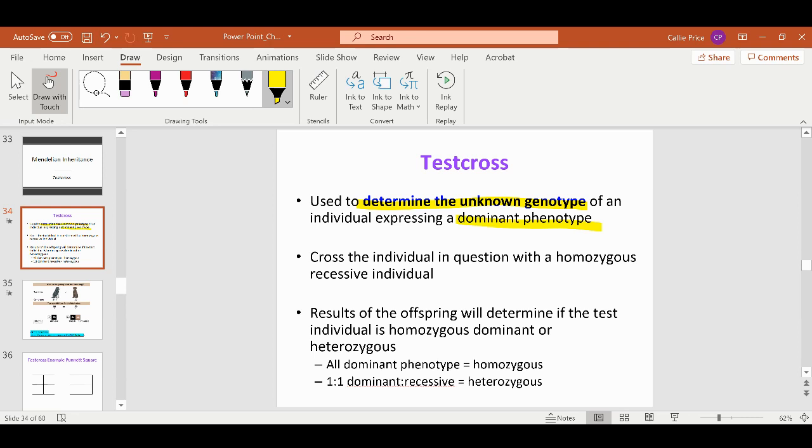We would cross that individual in question, so the one that we're wanting to know about, with a known individual that is homozygous recessive. And then we can look at the results of the offspring to determine what we think the unknown individual is. Is that unknown individual homozygous dominant or are they heterozygous?